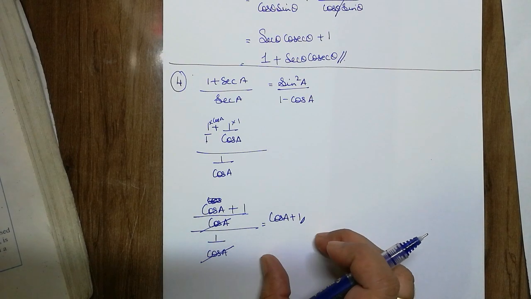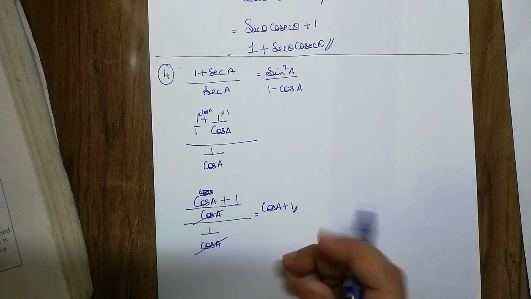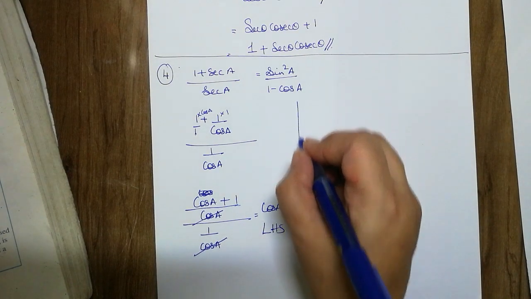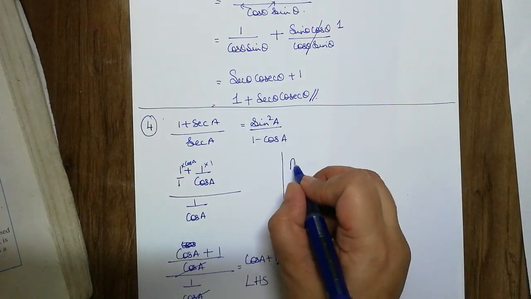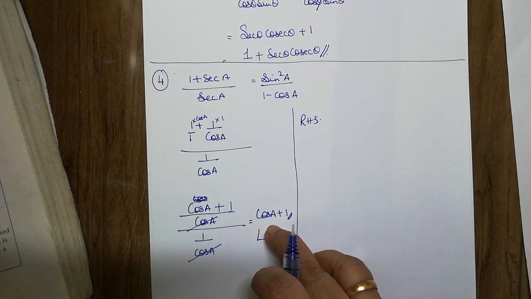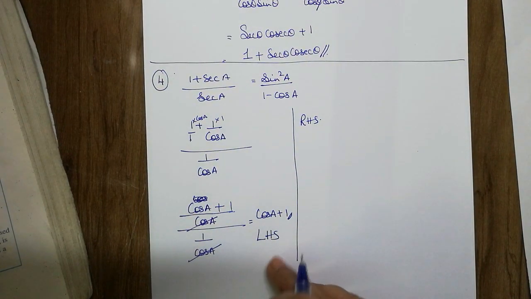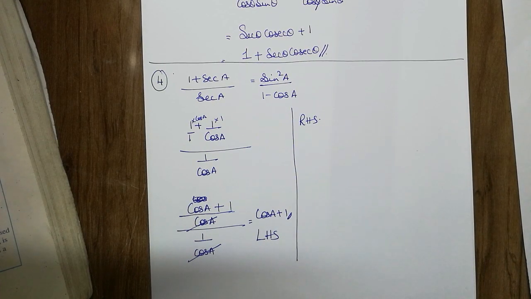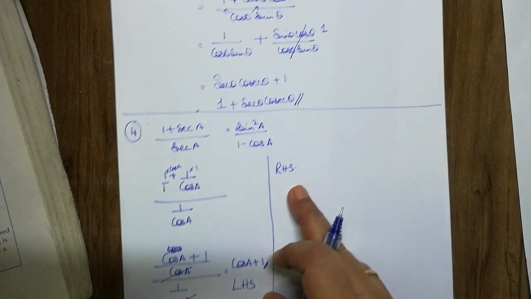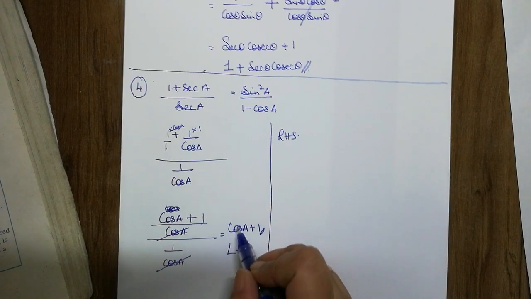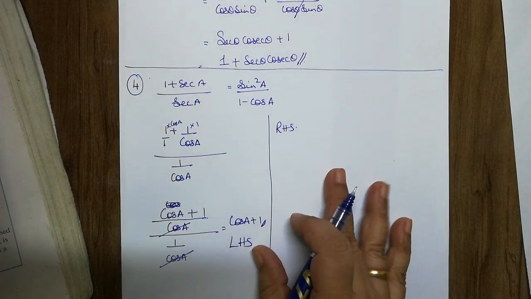So when we come across this type, what we'll do is leave the LHS as it is, and then we'll prove the RHS. Whenever we come across what we call a blind step, where you cannot go further, you can proceed by taking 1 as sine square plus cos square, but the easier way is proving LHS and RHS separately. So the LHS we got as cos A plus 1.